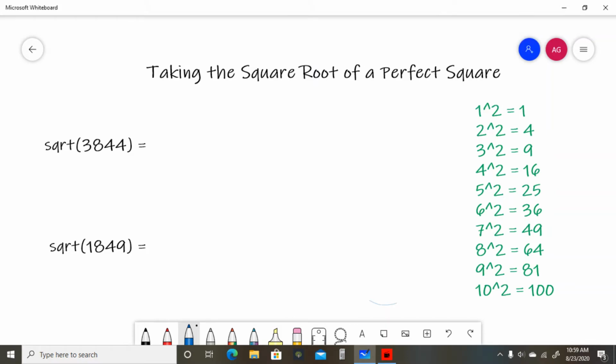Today, we will be learning how to take the square root of a perfect square in your head. So let's get to it. For our first problem, we need to find the square root of 3,844.